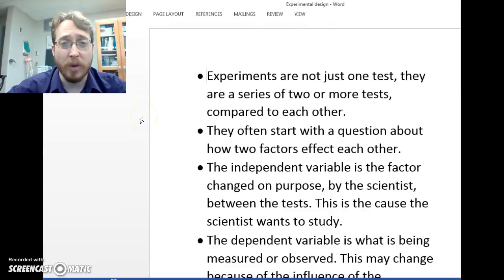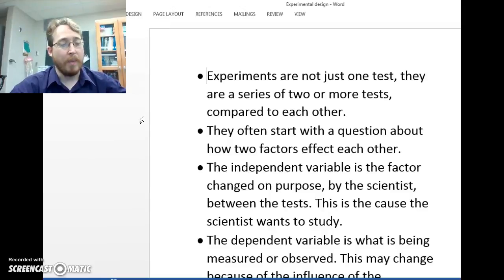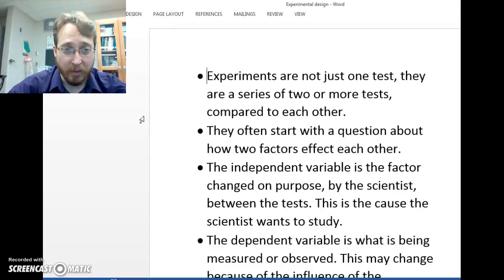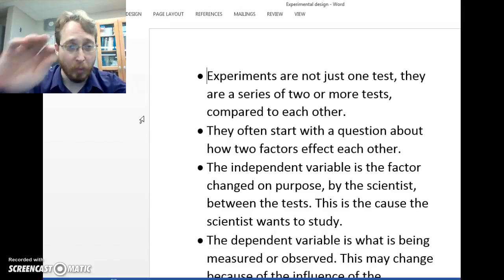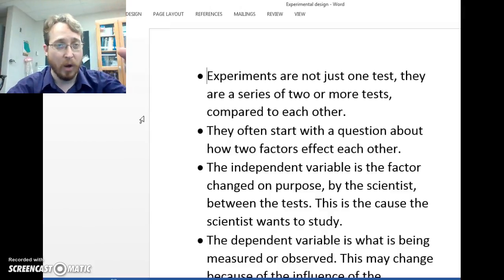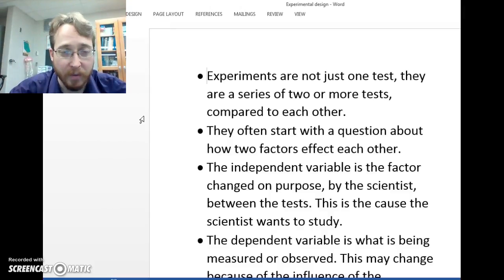Experiments are not just one test. They're a series of two or more tests compared to each other. And in Pasteur's, that was Test 1, where they used the normal swan neck flask, Test 2, where they broke the neck and it was open to the air, and Test 3, where they used the normal swan flask, but then they tilted the broth so that it could reach the opening of the flask.